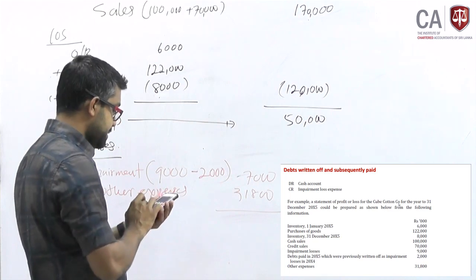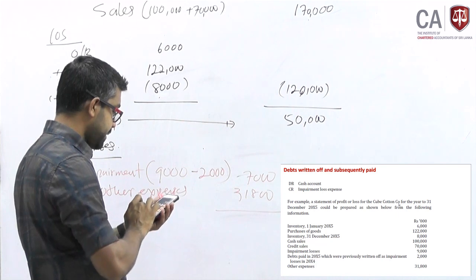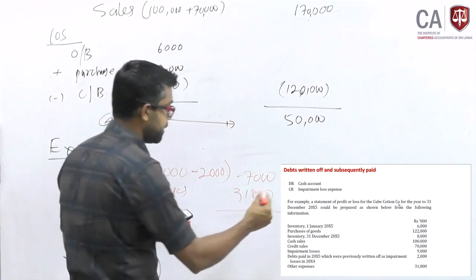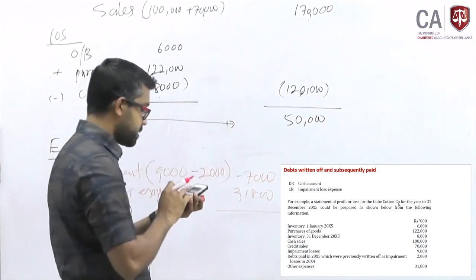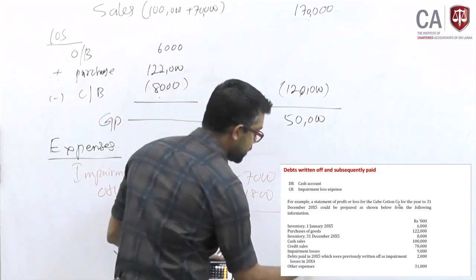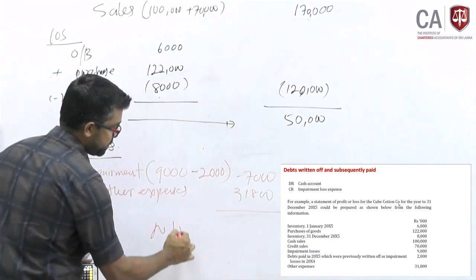So the answer will be 7,000 plus 31,800, which is 38,800. Minus that from 50,000, 11,200 is the net profit. This is the net profit.